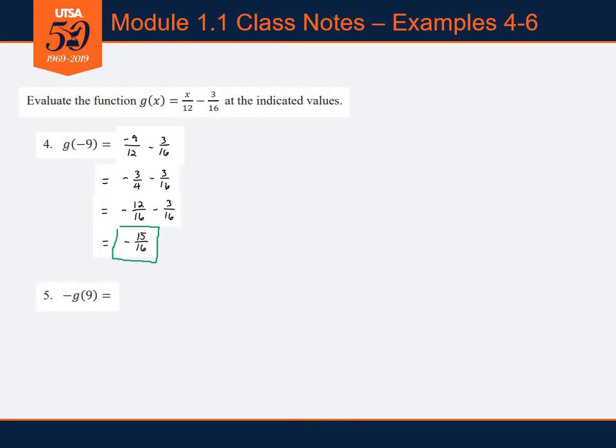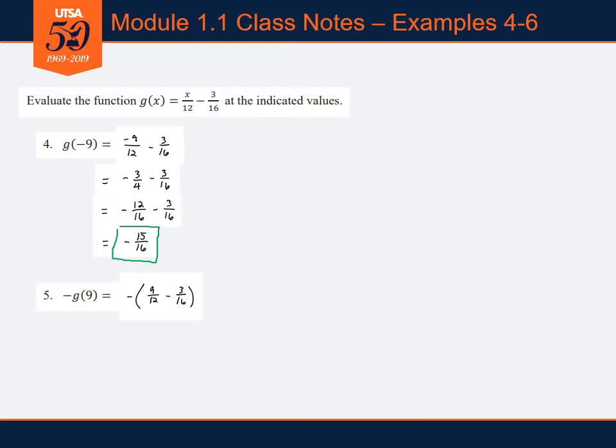Question number 5 is similar. We're given an input value and asked to find an output value, but here note in question number 5, as opposed to question number 4, question number 4 asked us to input -9. What we've got in question number 5 is -g of 9, which is asking us to input +9 and then make that output negative.